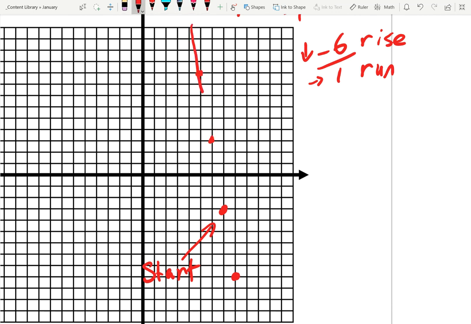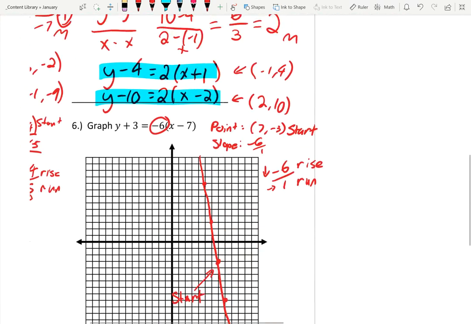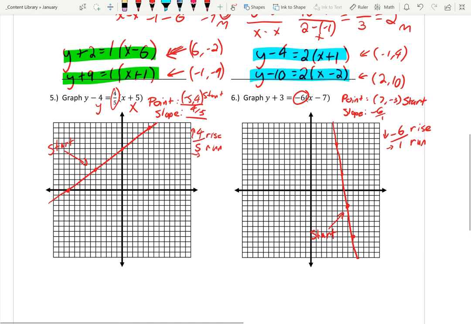And there you have it. There's your line. So remember, we started at this point, and then we used our down 6, right 1 slope to complete the rest of that line. And that's everything. That's the whole shebang right there.